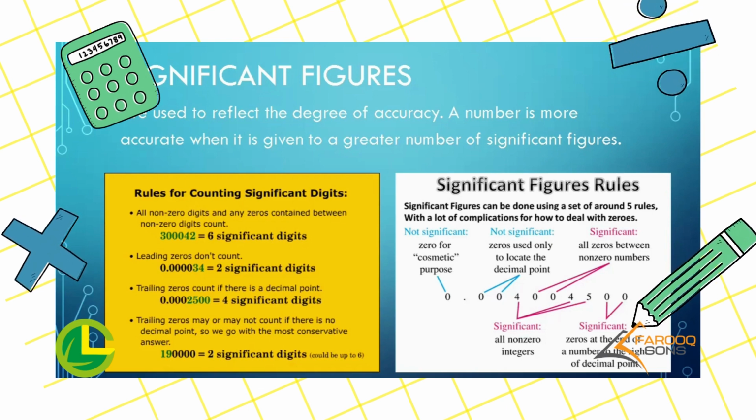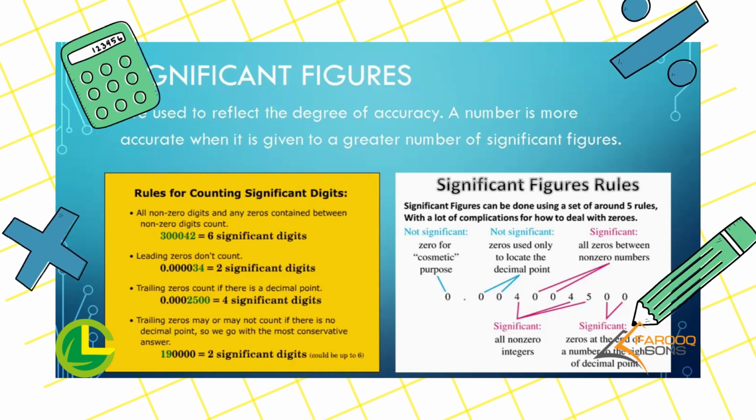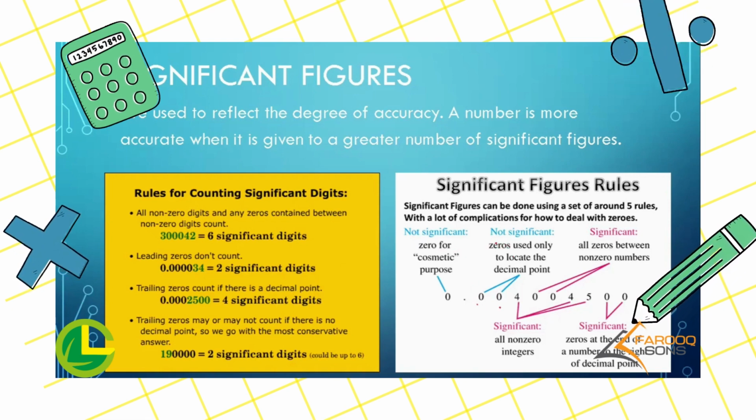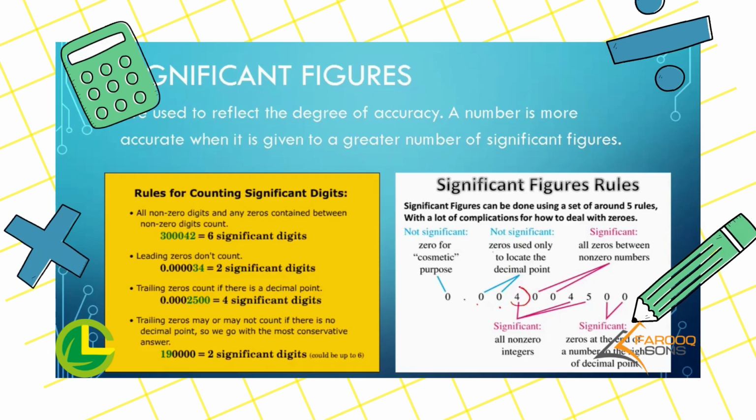The same thing is explained in another manner in the white box. Significant figures can be done using a set of around 5 rules with a lot of complications for how to deal with zeros. The first 0 is a non-significant 0 for cosmetic purposes. Then we have 2 more zeros before the 4. Again, not significant, zeros used only to locate the decimal point. Then this 4 is significant. As you can see, all non-zero integers are significant.